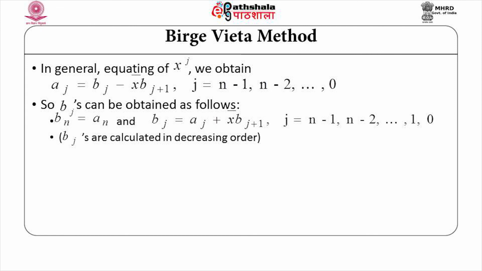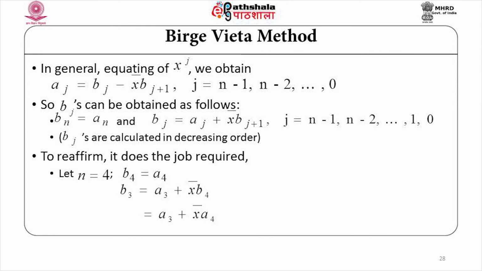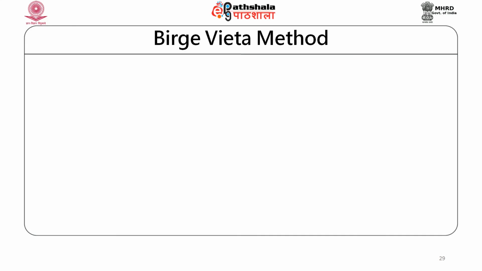So, if we just illustrate this result which we have derived for n equal to 4, b 4 will be a 4, b 3 is a 3 plus x bar b 4, and b 4 is a 4. So, b 3 is a 3 plus x bar a 4, b 2 is a 2 plus x bar b 3.